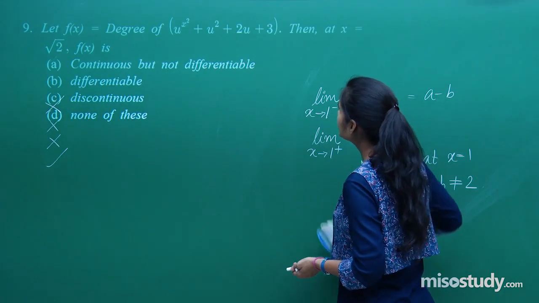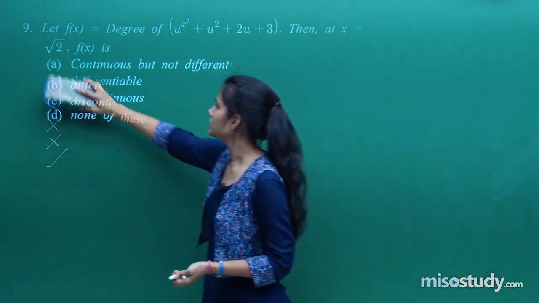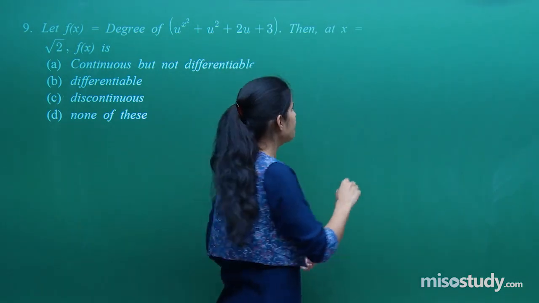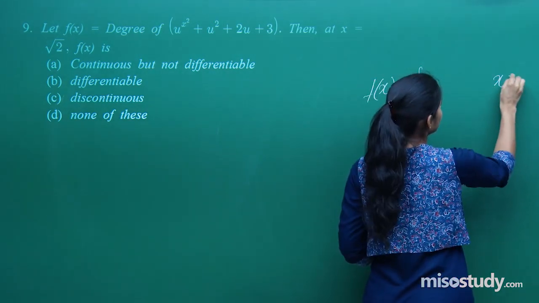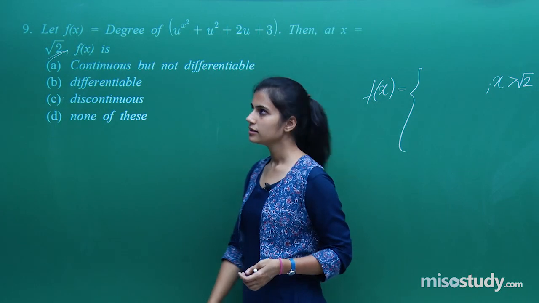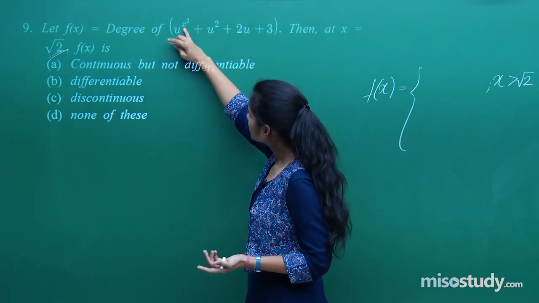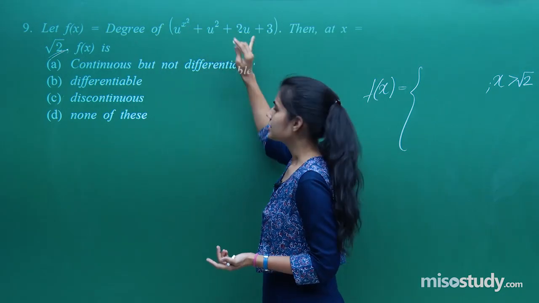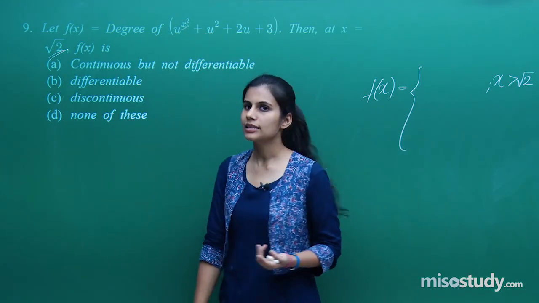Next we have f(x) as the degree of this particular expression. Then at x equals root 2, f(x) is what? What is the feature of f(x)? Now how to interpret this function? See, it's pretty easy. f(x) is giving you the degree. Now see, root 2 is the breaking point for us. If x is greater than root 2, suppose it is equal to root 3, then root 3 whole square is 3. 3 is going to become the degree because 3 is the largest exponent now, and any other exponent is smaller than that. So whenever x is greater than root 2, x^2 turns out to be the degree.